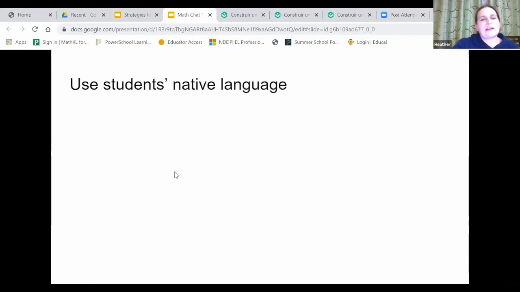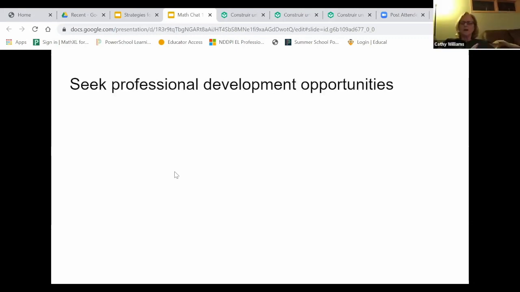I don't know if you guys just have very few EL students, this maybe isn't as helpful, but we do have some languages that are not as common. Using their native language to help discuss it is better if they can learn something in their native language and then just transfer it over to English. Yeah, I'm curious about that.